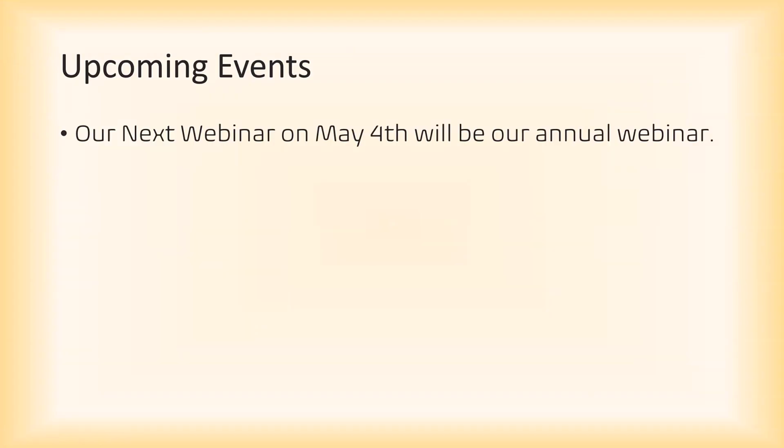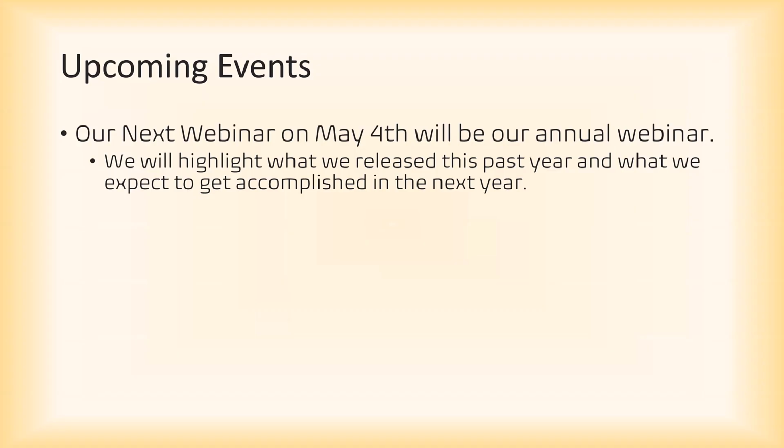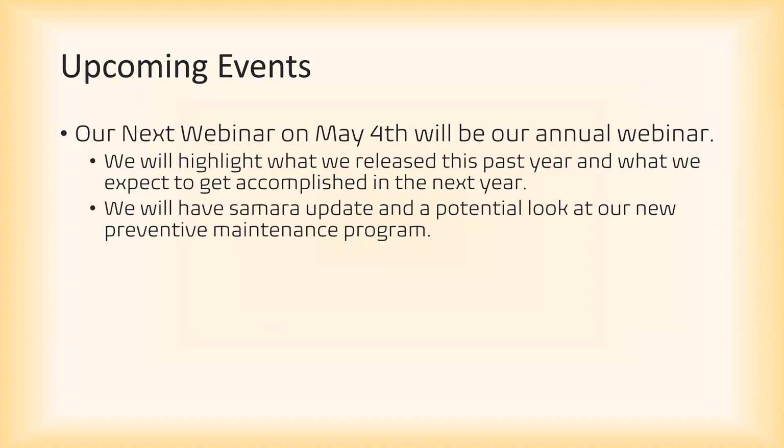So for upcoming events, our next webinar on May the 4th will in fact be our annual webinar. Every year we like to do a bigger webinar instead of how we usually do things. We like to talk a little bit more about our plans for the next upcoming year, as our fiscal year ends June 30th. So we look forward to the next year and some of the future plans, and a look back at the previous year. We will be highlighting what we released this past year and what we hope to get accomplished in this next year.